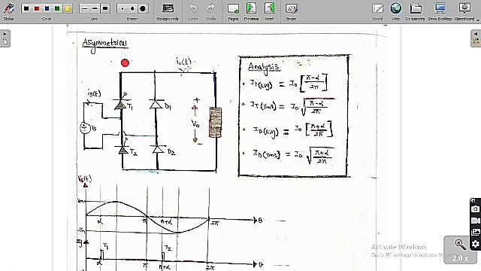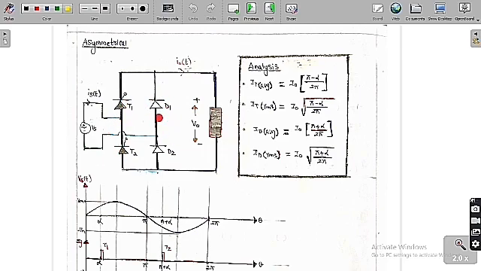So now we are going to study the asymmetrical circuit. So this is called the asymmetrical circuit, which means that in one leg there are two thyristors, whereas in the other leg there are two diodes.